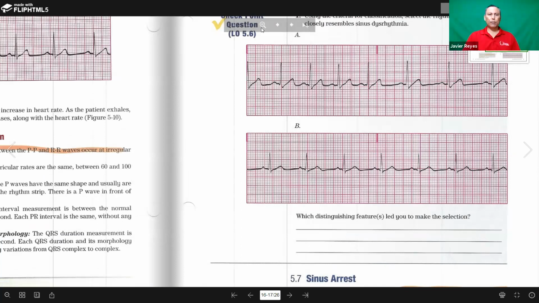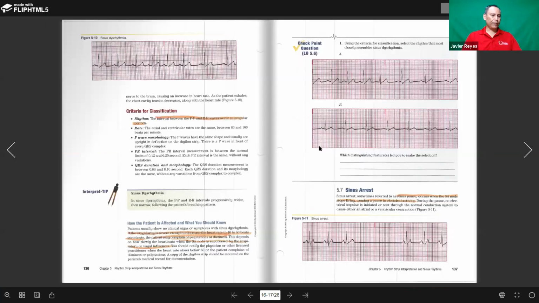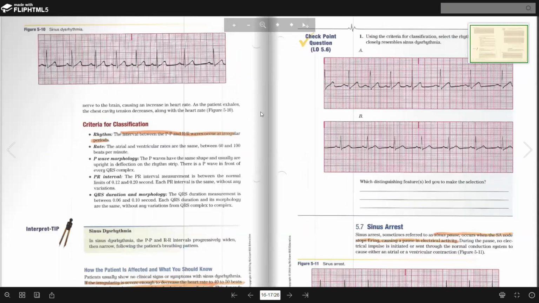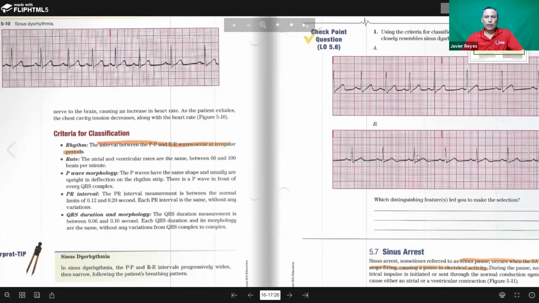See, they all get kind of repetitive, right? They're kind of the same thing. Now, this next one is pretty much the same, okay? It's called the Sinus Dysrhythmia. Can you zoom in, sir? Yeah. The Sinus Dysrhythmia, here is the criteria for classification, okay?